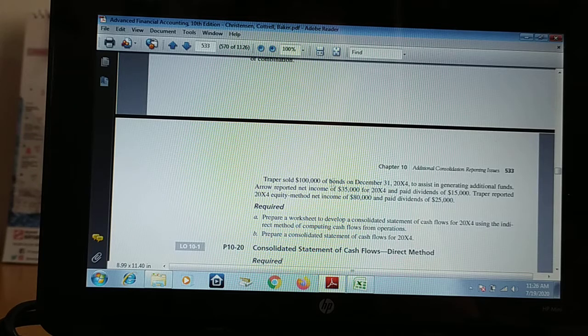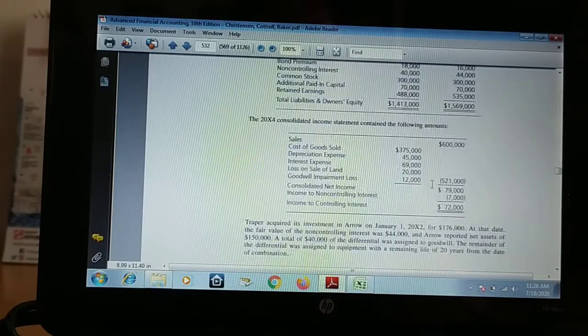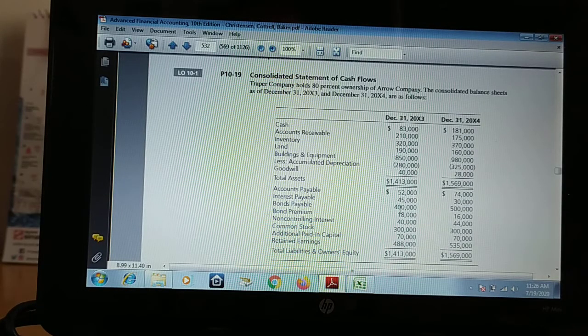Aero reported net income of 35,000 for 2004 and paid dividends of 15,000. Trapper reported 2004 equity method net income of 80,000 and paid dividends of 25,000. Again, we are doing only the B part, which is the consolidated statement of cash flow. We will start with the operating activities.